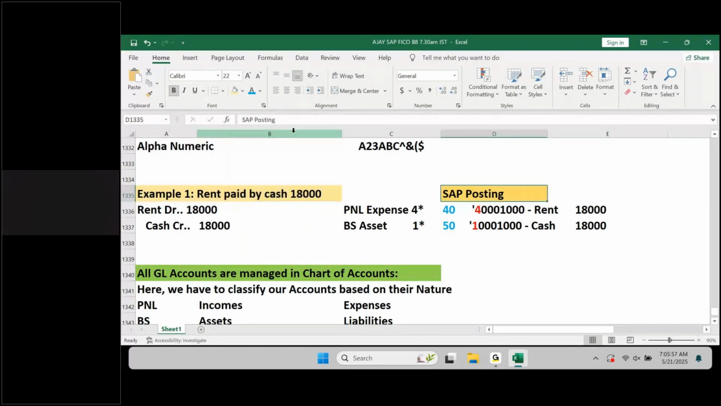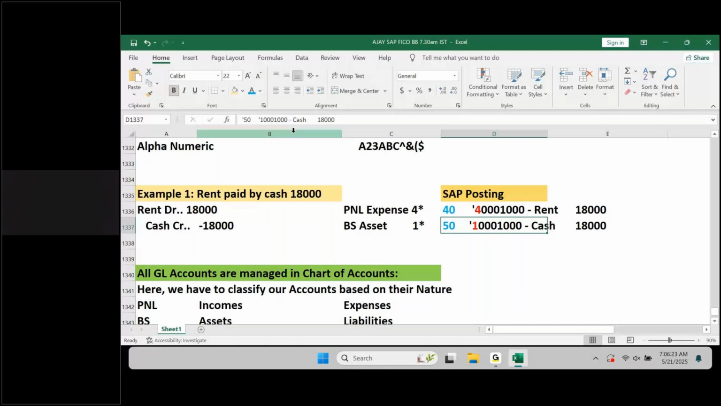Now, how will the system understand? Manually, you put this in debit and this in credit, but in SAP don't put any negative number or minus sign while writing the debit credit accounting entry. Why should we not write it? Because based on the posting key, the system automatically understands positive and negative.